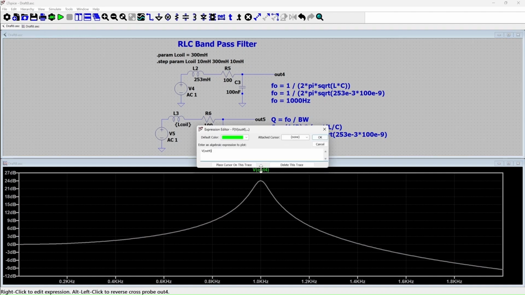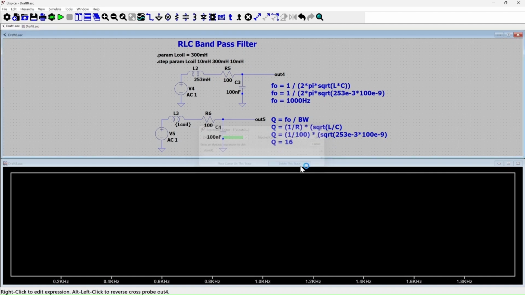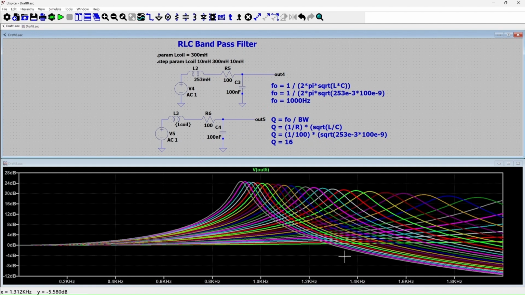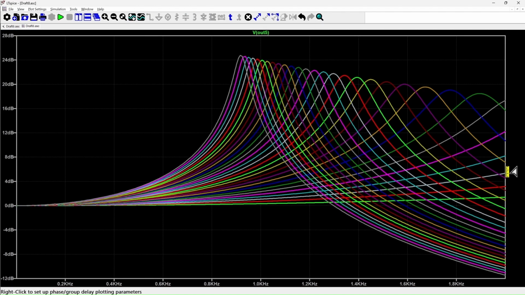I don't want my previous trace, that is out 4. I'm interested in what is happening here. Brilliant. So you can see that by changing the inductance, the center frequency of the coil gets shifted. And this is exactly what a wah pedal does. The center frequency of the band pass filter is swept in the audio range so that it creates that swish kind of sound when the wah pedal is pressed.